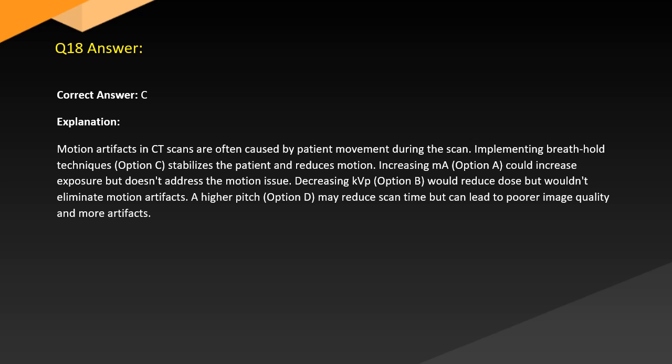Answer. Correct answer: C. Explanation. Motion artifacts in CT scans are often caused by patient movement during the scan. Implementing breath hold techniques, option C, stabilizes the patient and reduces motion. Increasing mAs, option A, could increase exposure but doesn't address the motion issue. Decreasing kVp, option B, would reduce dose but wouldn't eliminate motion artifacts. A higher pitch, option D, may reduce scan time but can lead to poorer image quality and more artifacts.